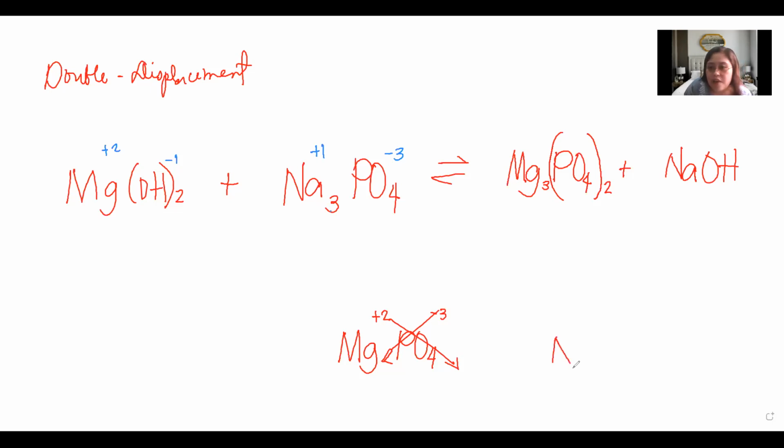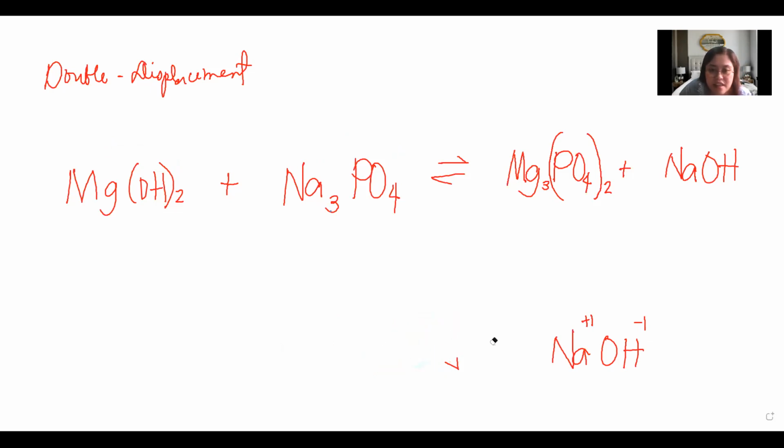And then for NaOH, Na is +1, OH is -1. So we don't need to do the crisscross here. So this is now the correct chemical formula for our products. But this is not a balanced equation. So how are we going to do the balancing for this?